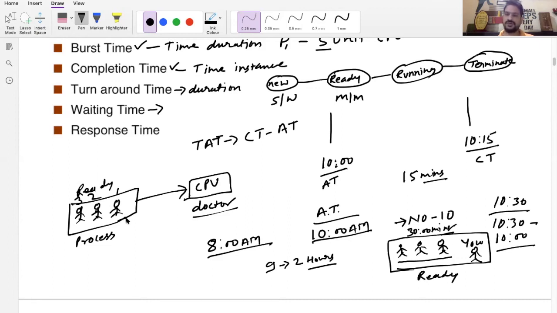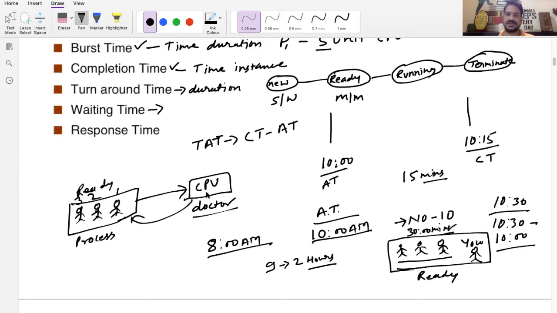Once your report is given, you will be called again. So the process that was going to the CPU has to come into the ready state again, so again it has to wait. The same scenario happens to the CPU.